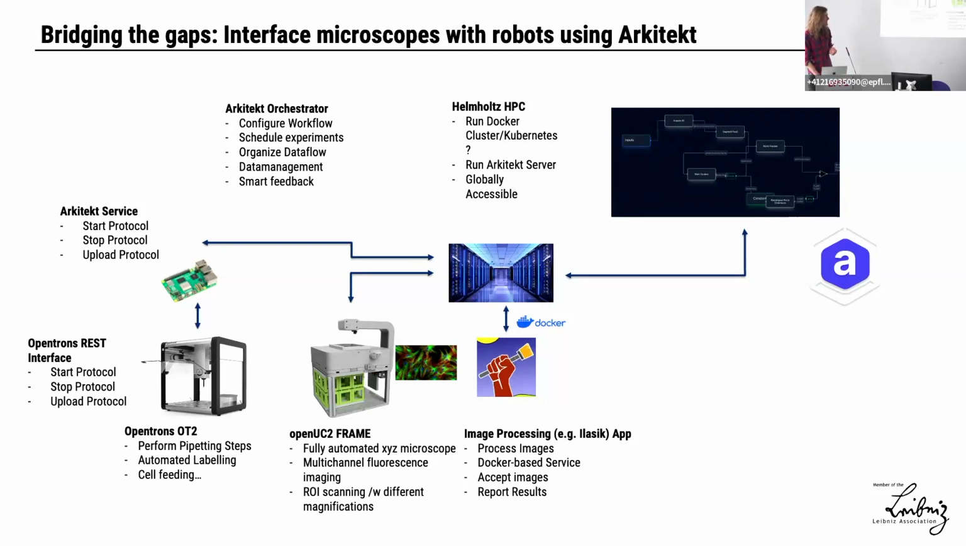So for example, our cluster is somewhere in Berlin. This does the heavy image computation. Our microscope is in Jena, and the OpenTrons is also in Jena, but then all the data flows are managed magically by Arkitekt, and then you can just do the heavy computation not on the Raspberry Pi, because it's not so computation-equipped, but somewhere else, which is quite nice.